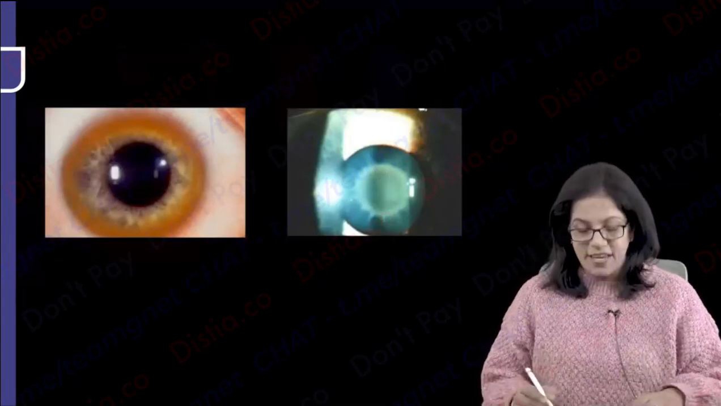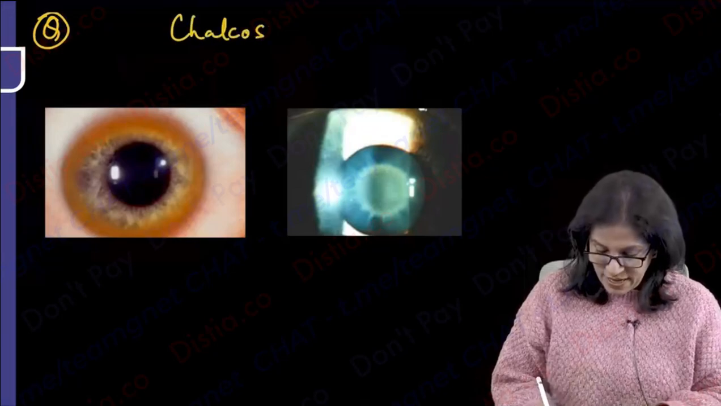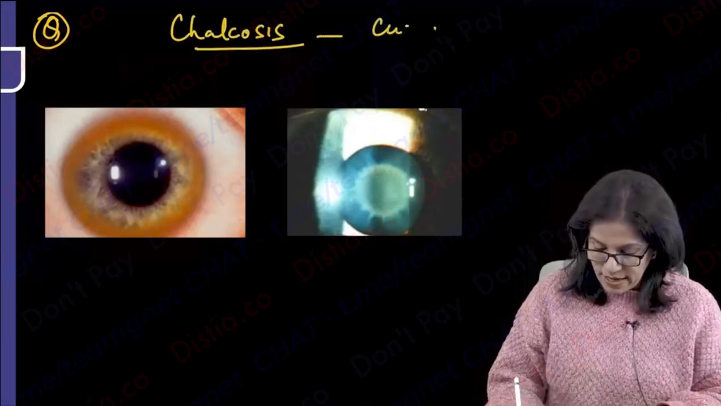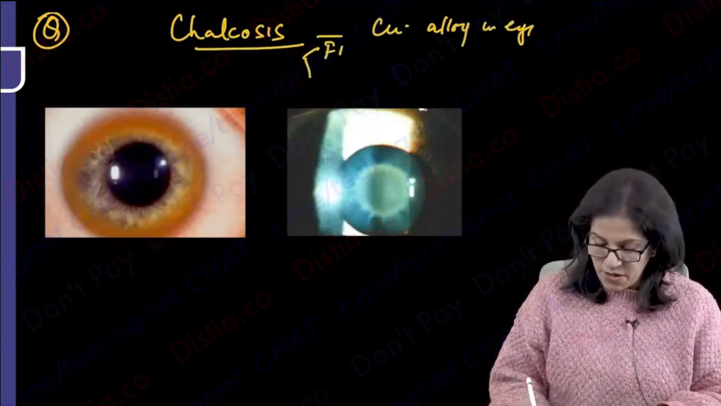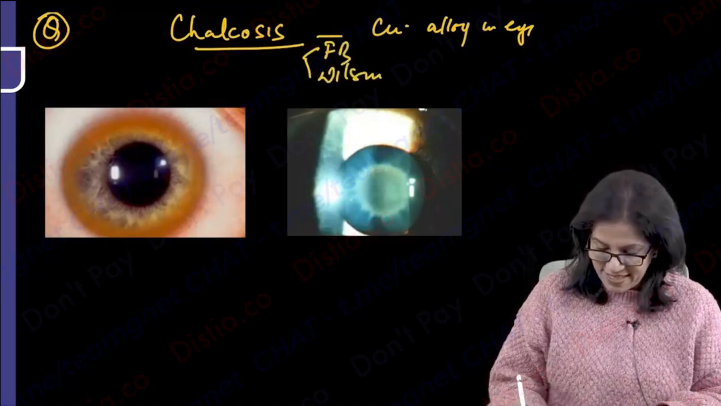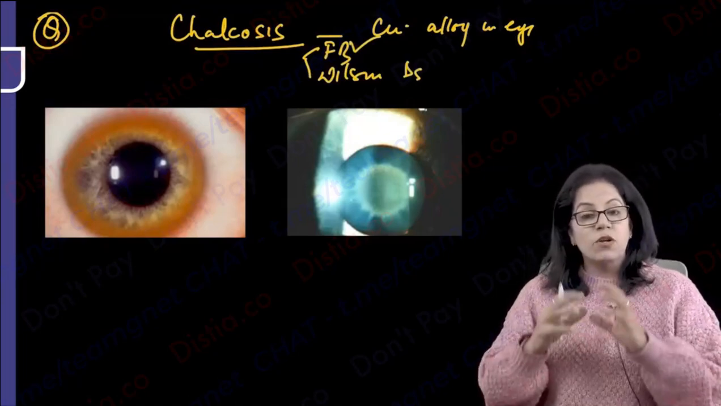Okay, so what did I say? The next topic we'll talk about is chalcosis. Chalcosis is nothing but copper in the eye, or actually copper alloy in the eye. It can be due to any foreign body or due to Wilson's disease. We are talking about a foreign body here. Pure copper in the eye.